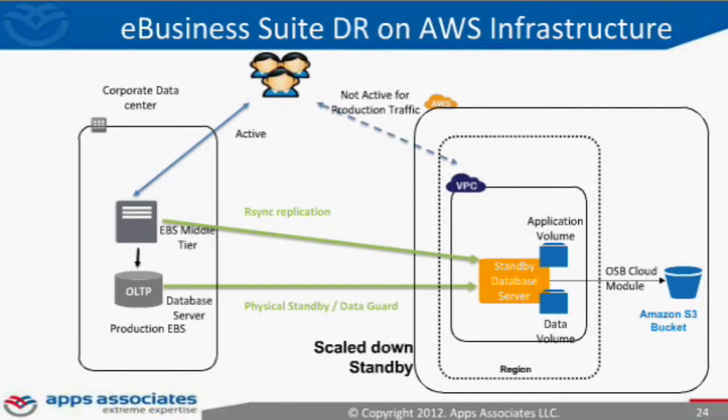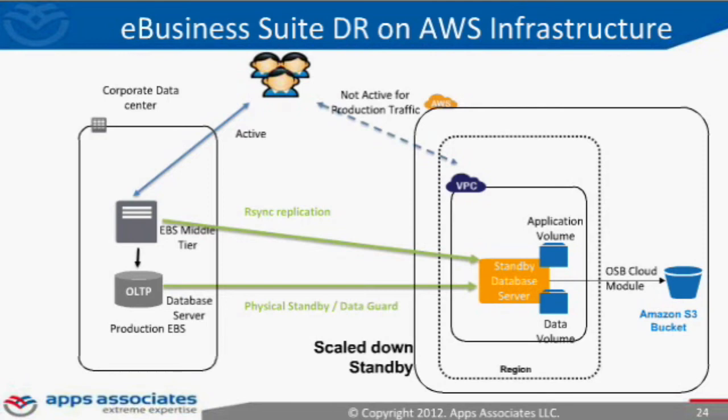On the right-hand side, we're depicting one server, which we're calling the standby database server, and it has the data volumes, all the storage required to support your primary eBusiness database. It also shows the application volume that is going to support the Apps Top, Common Top and all of the different files required to run the Oracle application binaries and any customizations that you might have.